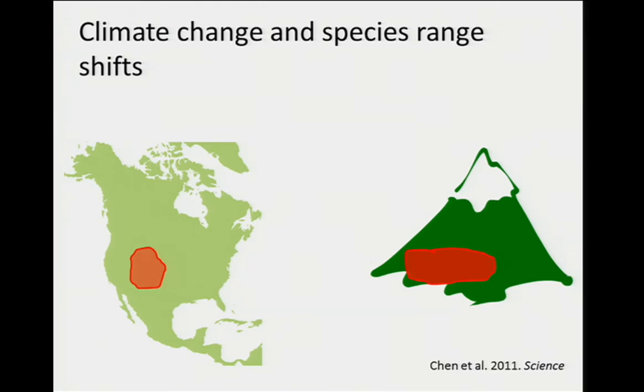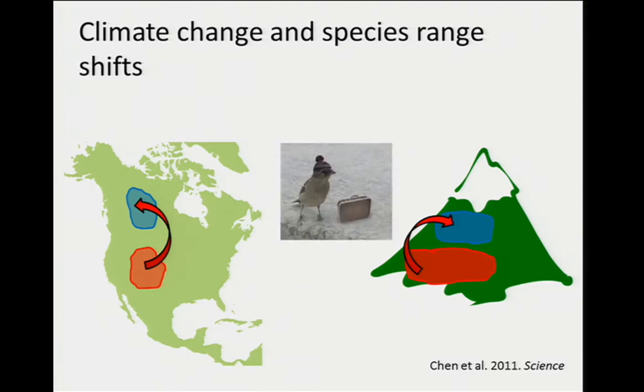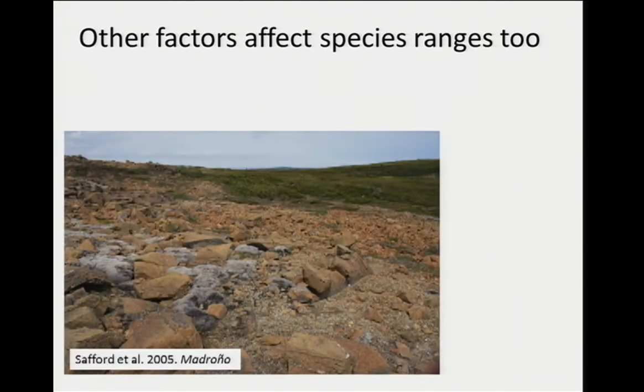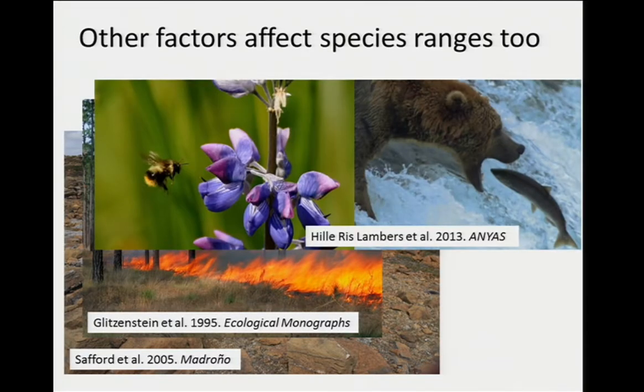And biologists have used this understanding of the relationship between climate and species ranges to predict that with ongoing warming, the climate that's currently associated with a species range is likely to shift to higher latitudes and elevations, and that in general, species are likely to shift along with it. But of course, climate isn't the only important factor for determining species ranges. Other factors such as soils, disturbance, and interactions with other organisms are also important.